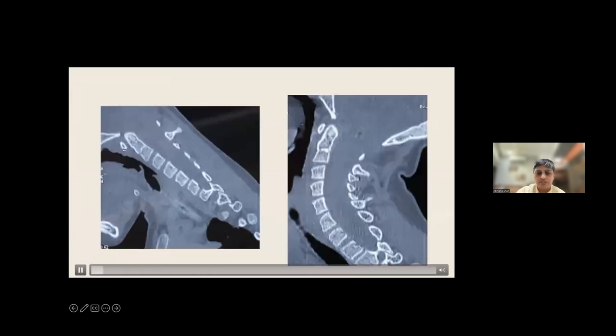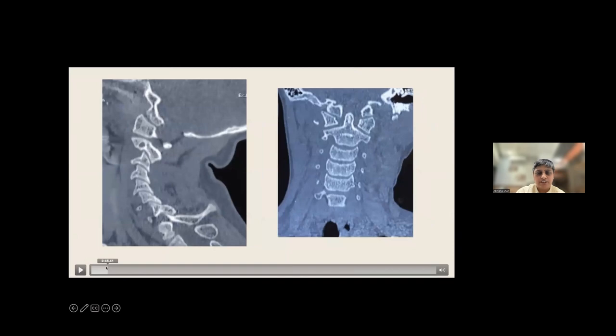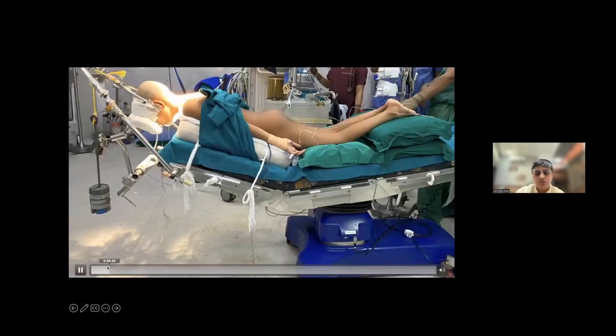As you can see in this image, this is the flexion and extension, and you see there is a mild change in the atlantodental interval. The facets are normal. This is the position of the patient. This is the floating head position. And you see we give a head high position to avoid the venous bleeding in this region.